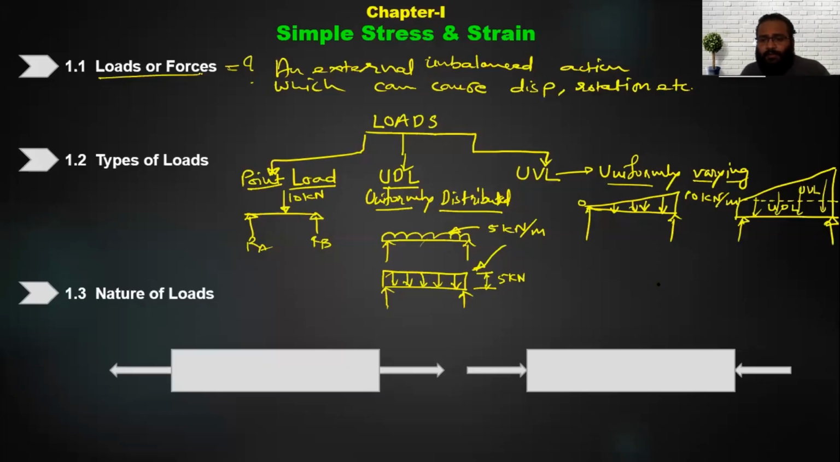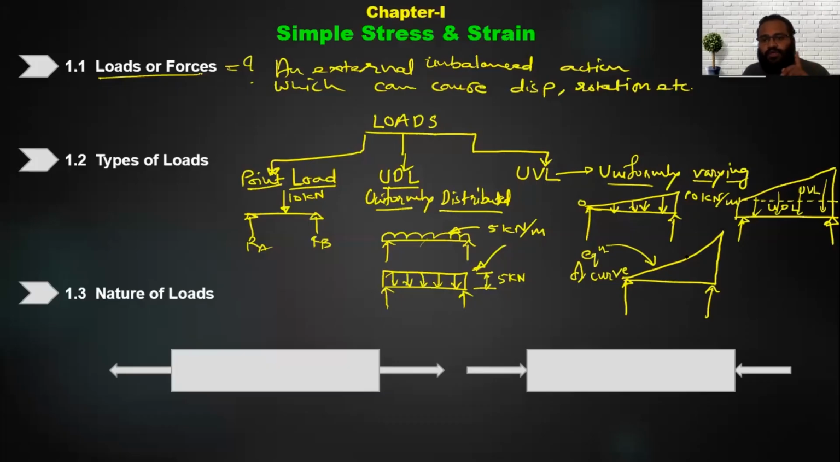Okay. Now apart from this, what is the meaning of uniformly varying load? The uniformly varying load is not only limited to a triangular and a trapezoidal load. The load can be a curve as well. But what we mean by uniformly varying is, if you know the equation of this particular curve, then you can call it a uniformly varying load. Okay, if you know the equation.